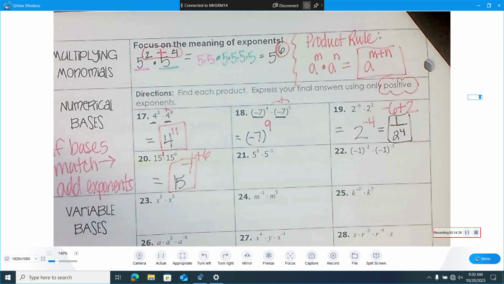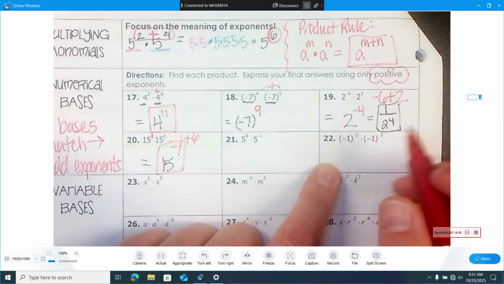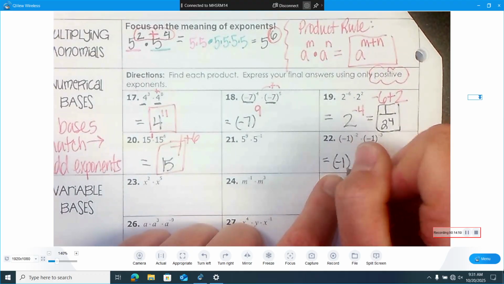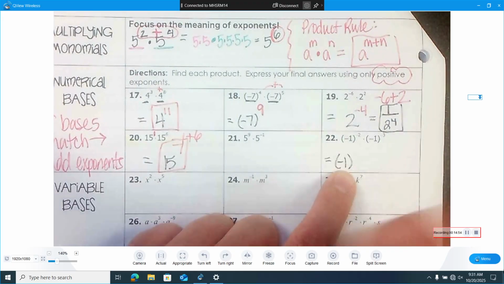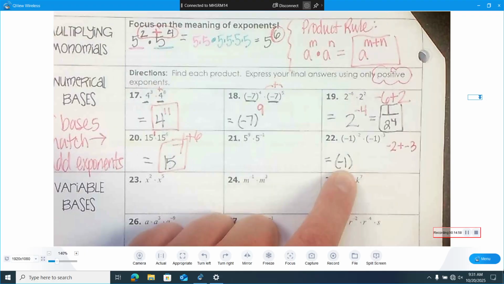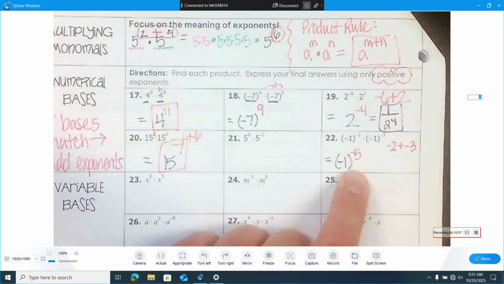Is this easy or hard? Is it pretty easy? Okay. Let's do number 22 here. What's our base? -1, and it's in parentheses. I want to keep it in parentheses. And we're going to add our exponents. So this is tricky. -2 plus a -3. We're adding those exponents. What is a whole bunch of negatives? -5. Very good.